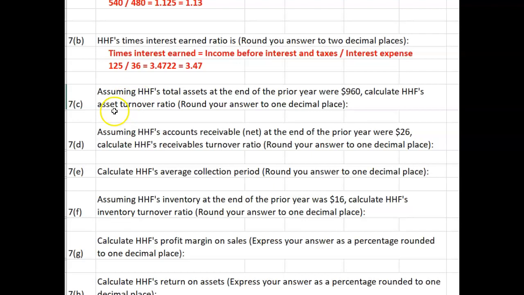Going back to 7C, assuming HHF's total assets at the end of the prior year were $960,000, calculate HHF's asset turnover ratio. Round your answer to 1 decimal place. Please pause the video to do your calculation, then start the video again to check your work.